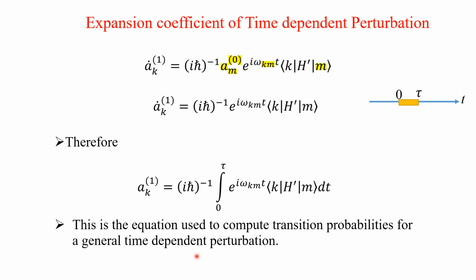This equation is used to compute the transition probability for a general time dependent perturbation. This is a very, very important relation. We are going to use it in all the cases where we are going to find the transition probability for the time dependent perturbation.